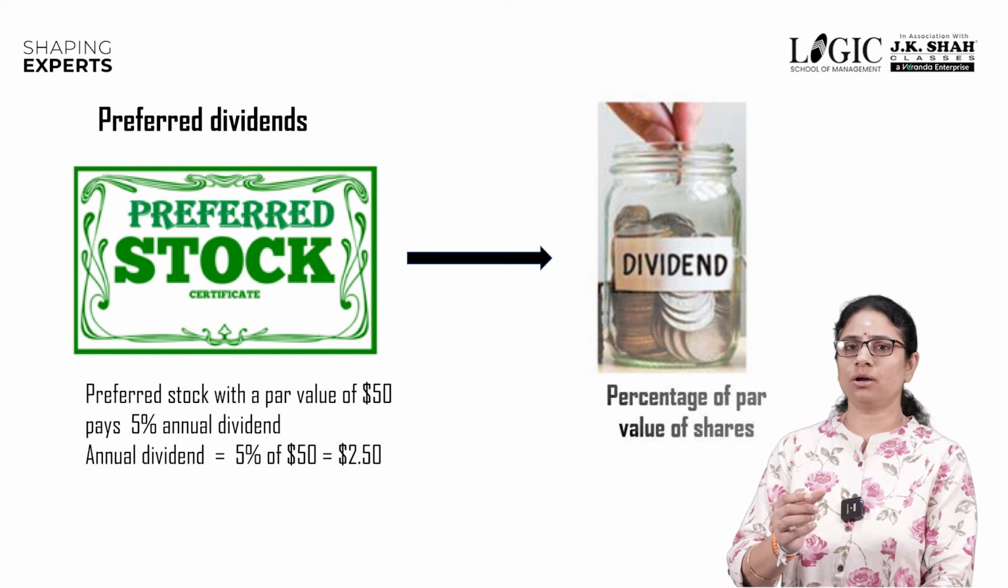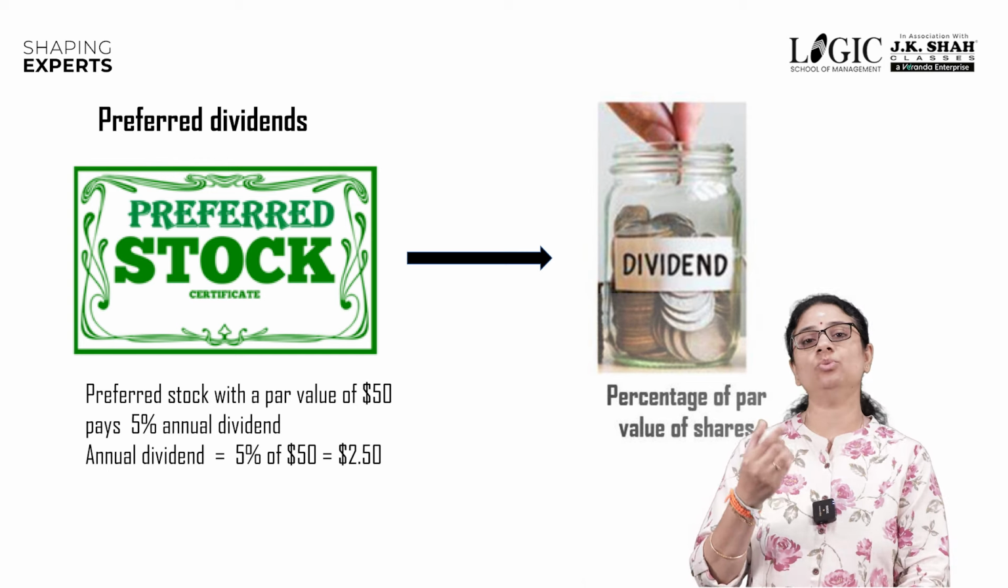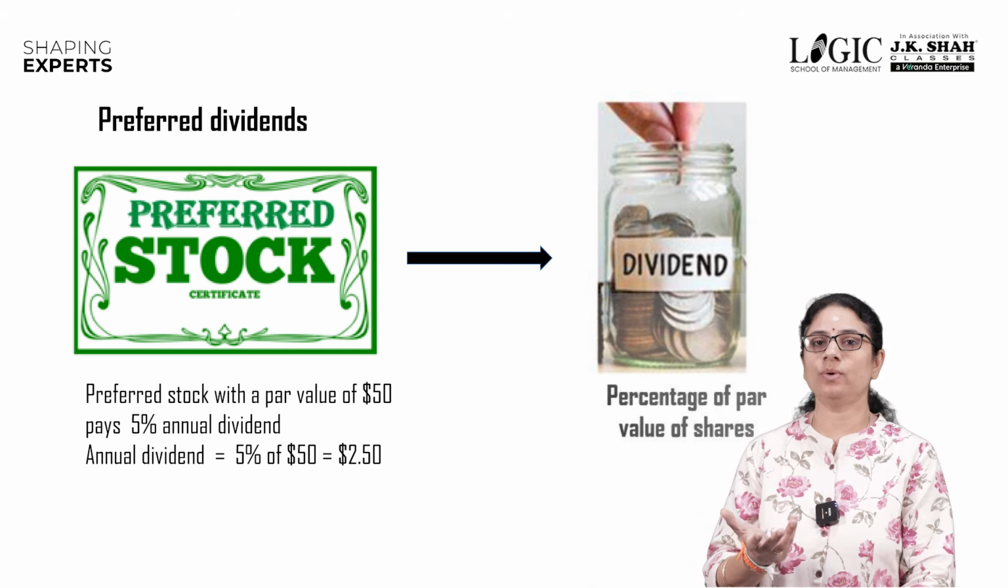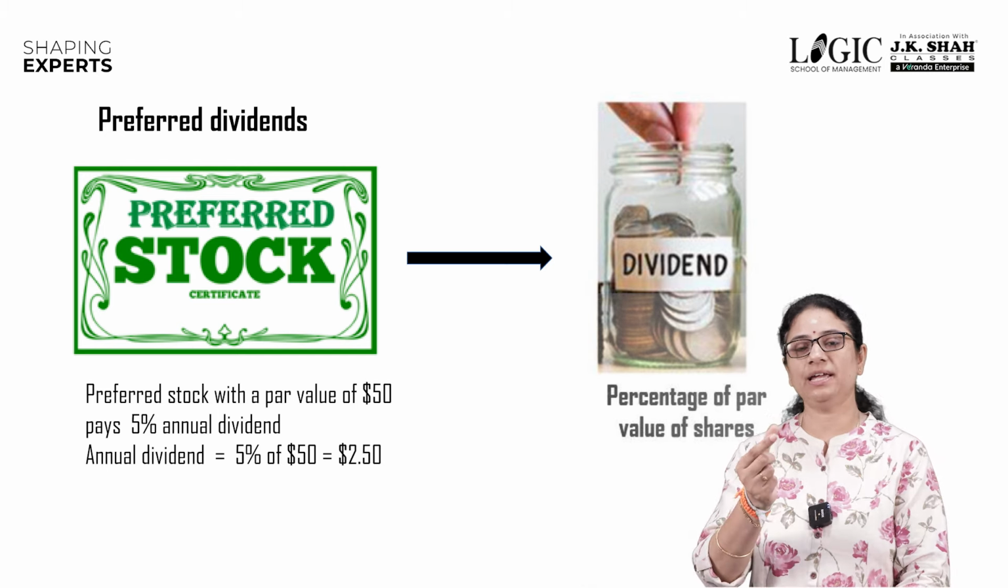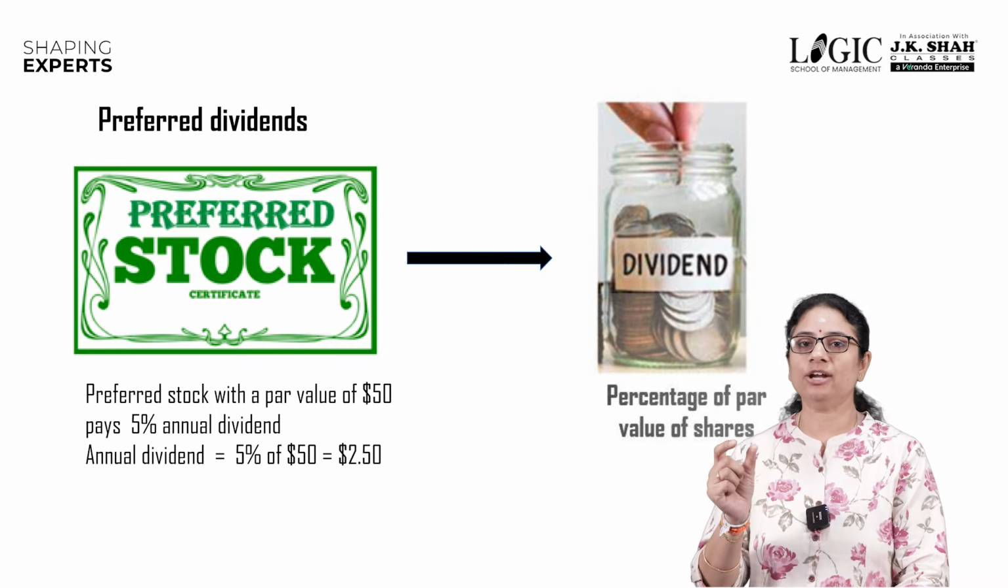A preferred stock with par value of $50 pays 5% annual dividend. You need to calculate the annual dividend. So it is 5% of 50, that is equal to $2.50, and that is the annual dividend.